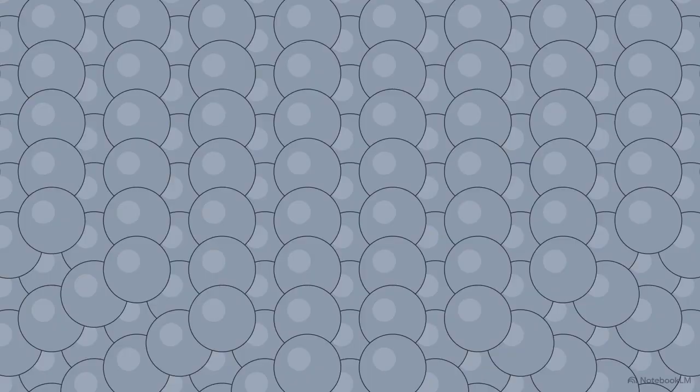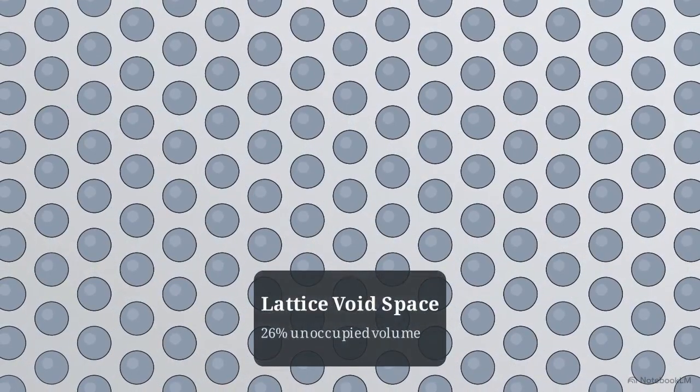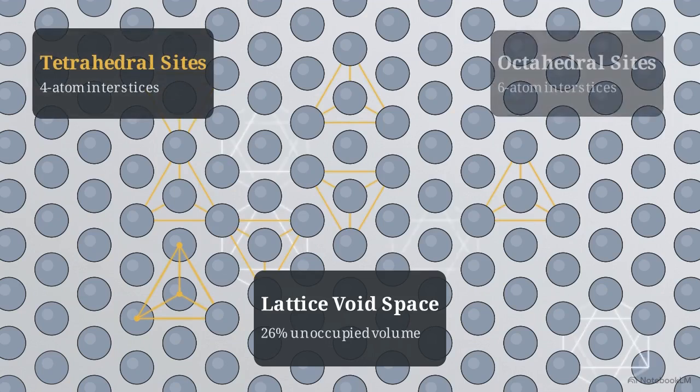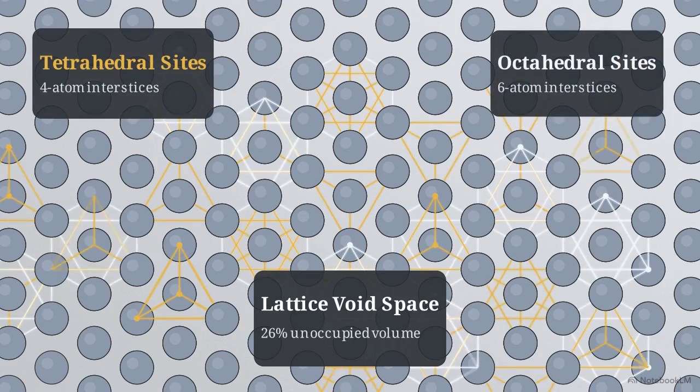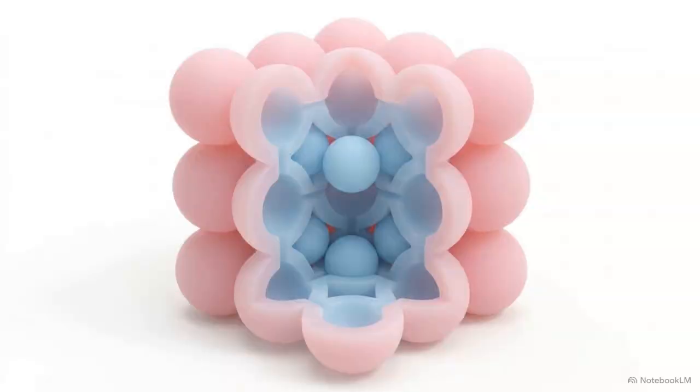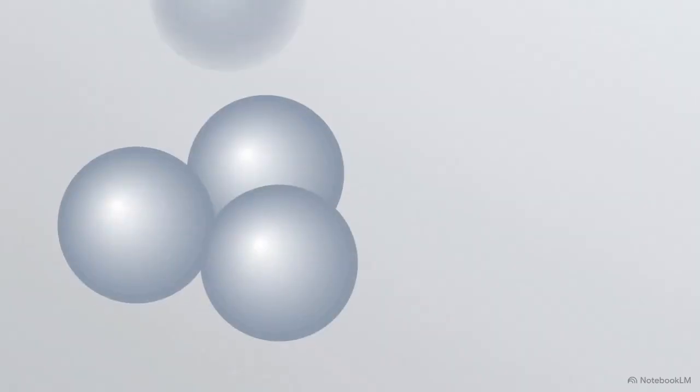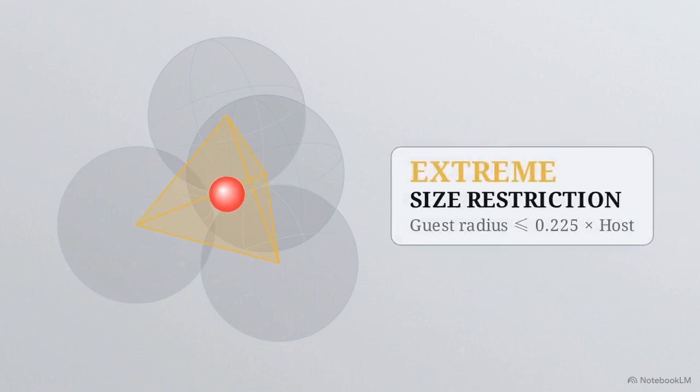These gaps provide the microscopic staging ground for materials engineering, offering a series of specific, invisible locations where we can intervene to change the metal's behavior. If we focus entirely on that 26%, we find a network of pockets called interstices. The first is the tetrahedral site. It forms when a single atom sits directly over a triangular hollow of three spheres beneath it. This incredibly tight geometry means a foreign atom only fits if its radius is under 0.225 times the host.